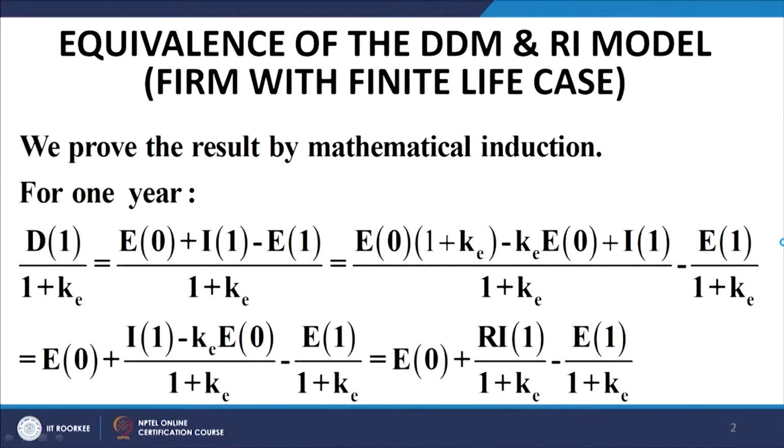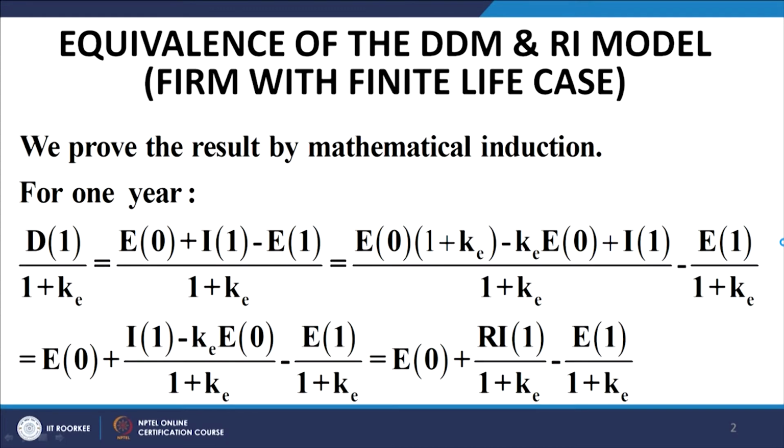For 1 year, what we have is the dividend for the first year, which I represent on the extreme left hand side of this equation, d 1, and the present value of this would be d 1 divided by 1 plus k e, where k e is the levered cost of equity. Now, using the clean surplus relation, I can write d 1 as E 0 plus I 1 minus E 1, where I 1 is the net income for year 1 and E 1 is the closing balance of equity. This expression comes from the clean surplus relation.